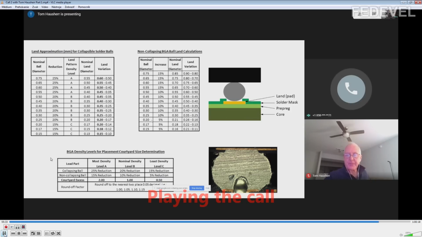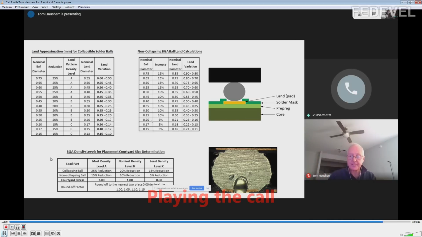The non-collapsing balls, don't forget, a ball is made out of lead too, right? And don't forget, we're trying to get rid of lead, okay? So in order for a ball to melt and collapse, it has to be made out of some kind of soft material. And so when they make a ball out of tin, and maybe silver and copper, okay, the ball becomes very hard, and it doesn't collapse. Okay. But I've never seen a ball not collapse on a pin pitch greater than 0.65 millimeter.